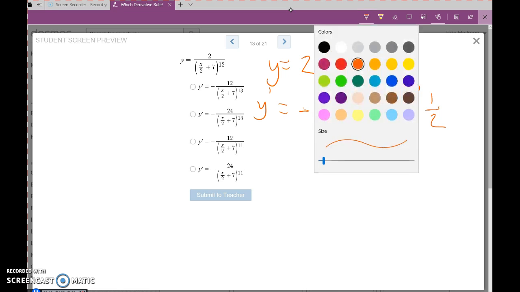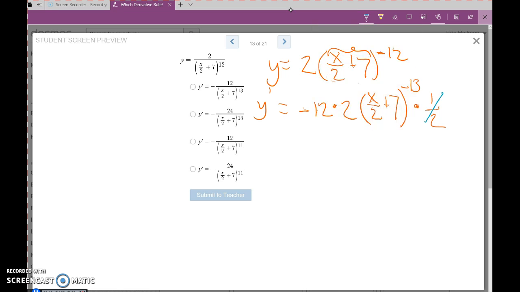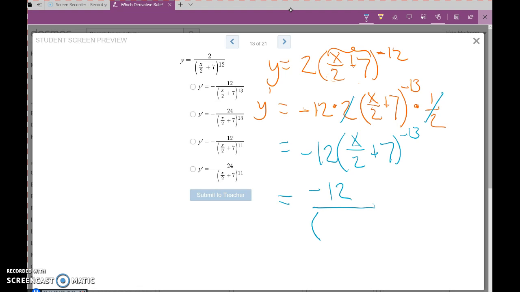And then you get some cancellations. This 1/2 and this 2 cancel. So you get negative 12 times x over 2 plus 7 to the negative 13th. So again, that's not any of the answer choices, so I'm just going to rewrite this. I'm going to make the exponent on x over 2 plus 7 positive by moving it to the denominator. And I believe that is answer choice A. So hooray. Okay.